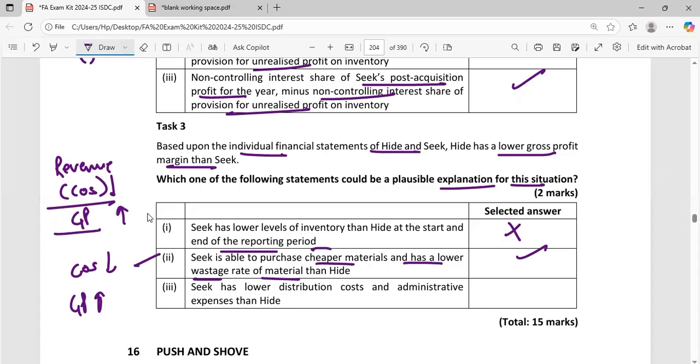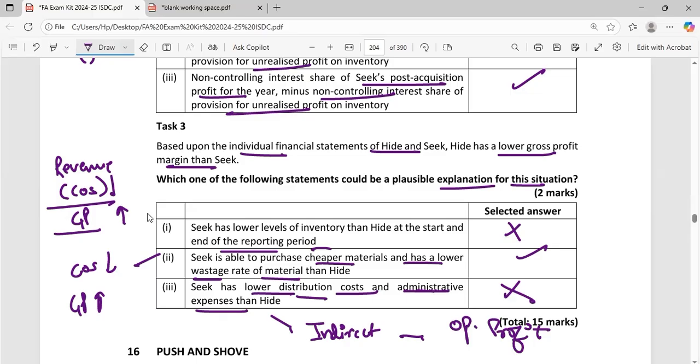Let us read this one also. Seek has lower distribution cost and administrative expenses. This cannot be an explanation because distribution cost and administration cost are our indirect expenses and they impact the operating profit. Okay, they impact operating profit and not the gross profit. I deduct these expenses after calculating my GP. Okay, so that's why this cannot be an explanation. So my correct answer is 2.